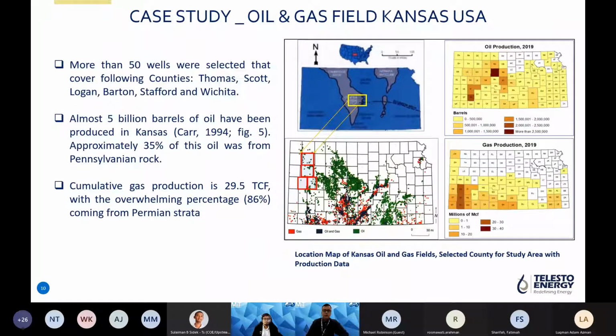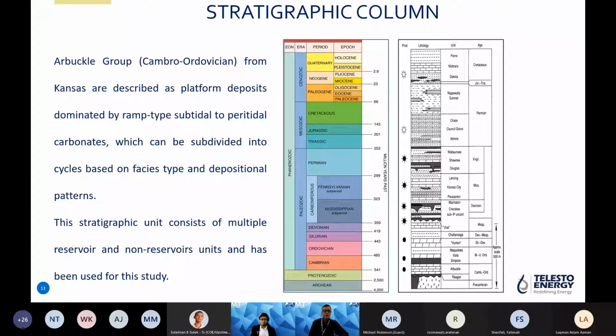In this case study, we have picked an oil and gas field in Kansas, USA, where we chose more than 50 wells from the following counties: Thomas, Scott, Logan, Barton, Stafford, and Pratt. And this is the base map that is showing the wells. There are a lot of wells. We have picked only from a few counties. This is the stratigraphy. Essentially, we chose this for one reason. This has different lithologies like coal, shales, limestone, siltstone.